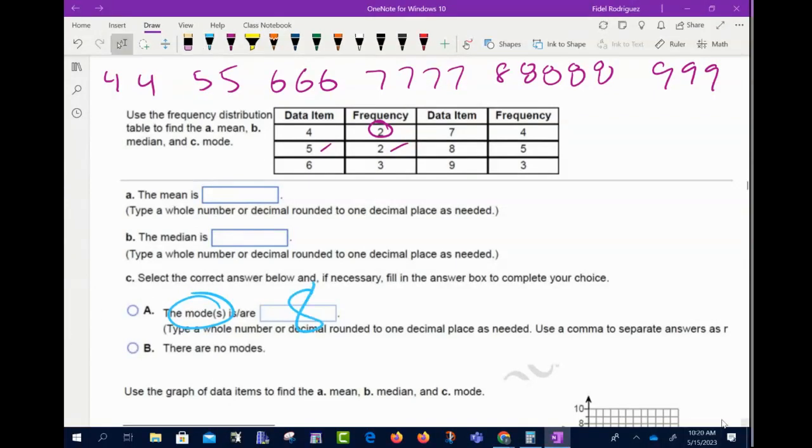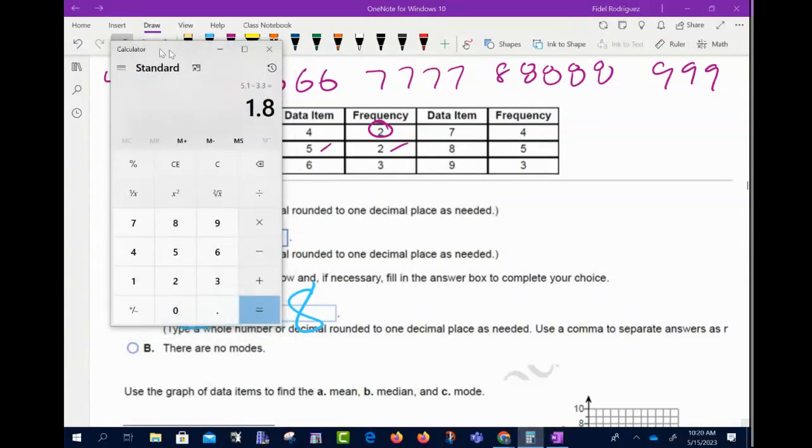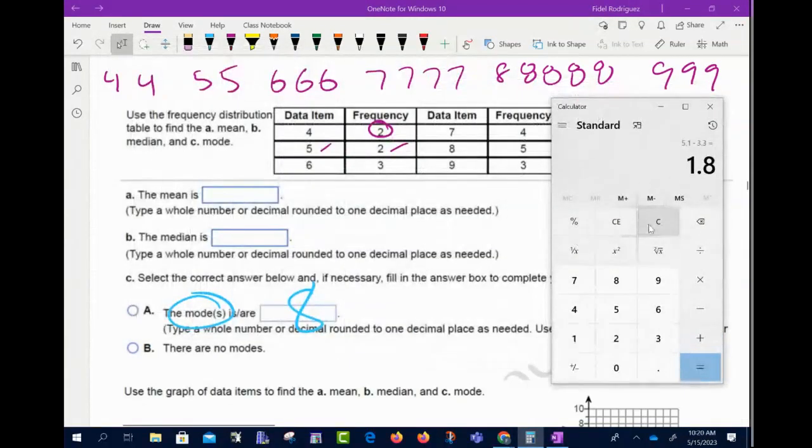Okay, so now if we wanted to find, say, the average, the mean, 4 plus 4 is 8, plus 5 and 5 is 10, plus what are 3 sixes when you add them up? 18, plus 4 sevens is 28, plus 5 eights is 40, plus 3 nines is 27. Okay, so I got 131.